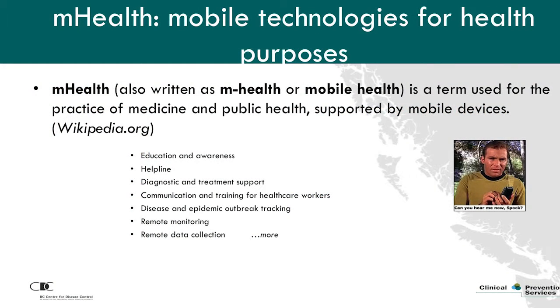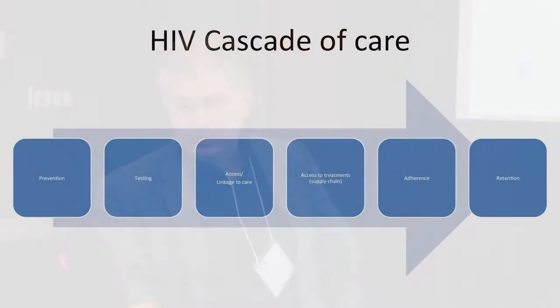So mobile health seemed like something of the future, not so very long ago. I don't know if you recognize the person on the far right, but mobile phones, because of their increasing ubiquity of use around the world, which includes most parts of the world today, have really lent to the possibilities of using them as a rapid wireless communication tool for health purposes. I thought it's appropriate to use Wikipedia as a definition source, it being an online source: education, helplines, diagnostic treatment support, healthcare workers, disease epidemic outbreak tracking, remote monitoring, really almost every part of the health system you can think of, there's the potential for interventions.